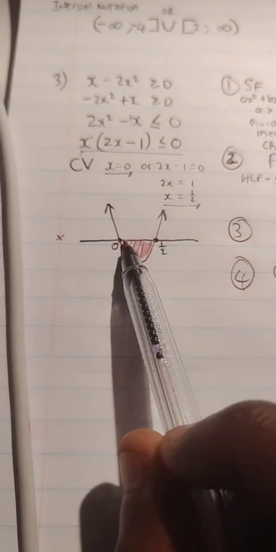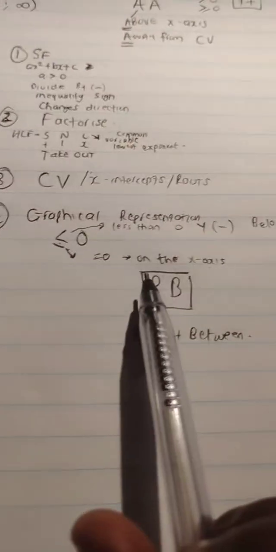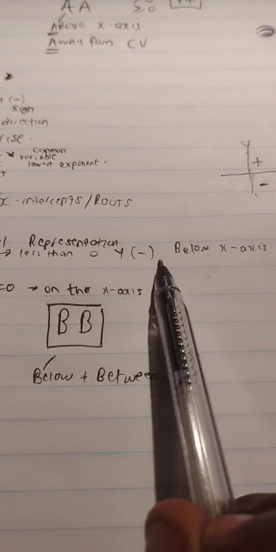we are between the critical values. Hence, I call this the BB situation. Below and between. You can see, guys, the x values that show below the x-axis are between 0 and half. So how do you write that down as an inequality? You can say x is greater than 0 but less than half. That is the less than 0 part.